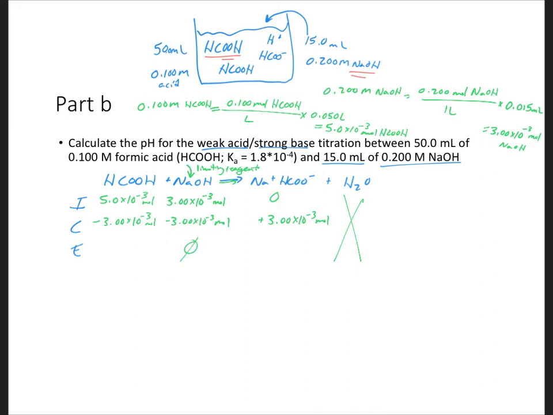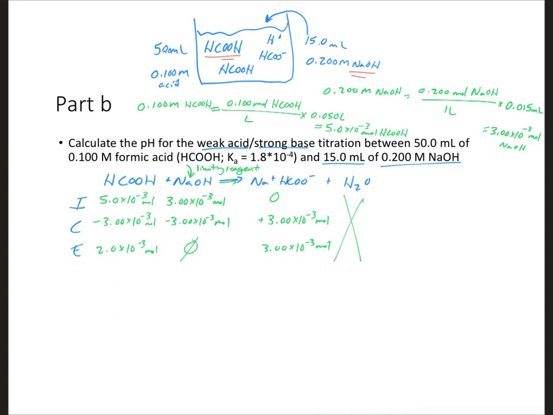That means we're going to end up with 2.0 times 10 to the minus 3 moles of that acid when we reach equilibrium, and we're going to end up with 3.00 times 10 to the minus 3 moles of our conjugate base when we're at equilibrium. So now we have moles. It would be great if we had concentrations, because if we had concentrations, we could actually use the Henderson-Hasselbalch equation in order to figure out the pH.